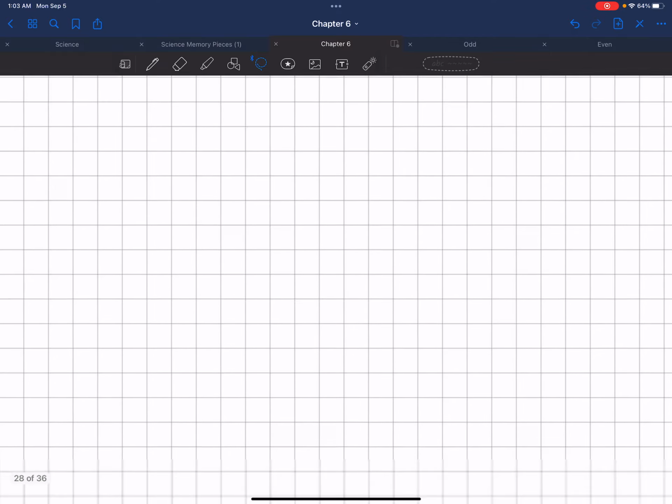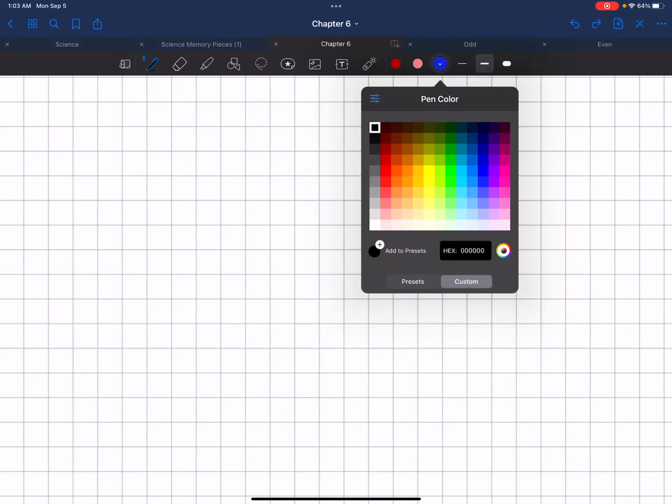Okay, so with that in mind, let me put in a coordinate plane. I'm still blue. Let's go back to black.